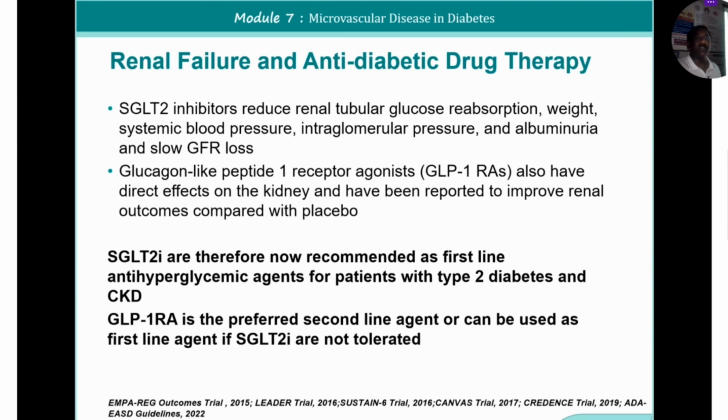Here, SGLT inhibitors, I already told you, are now recommended as the first line anti-hyperglycemic agents in type 2 diabetes and CKD. The GLP-1 receptor agonists are the preferred second line agents, or can be used as first line agents if the SGLT inhibitors are not tolerated. Most of the time now, SGLT inhibitor tolerance is low in some populations because of urinary tract infections and genital infections. And also some people will have dehydration with SGLT inhibitors.